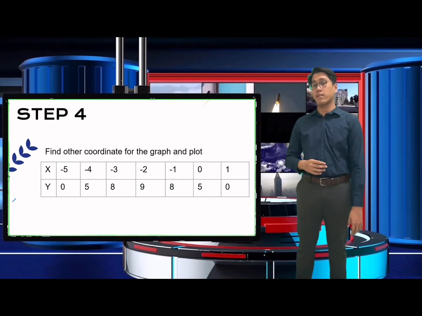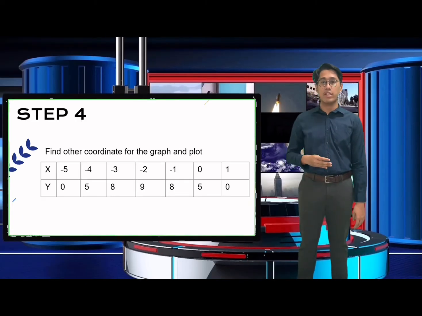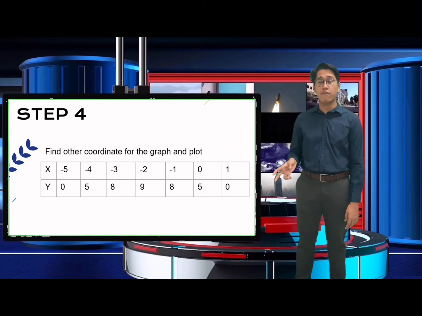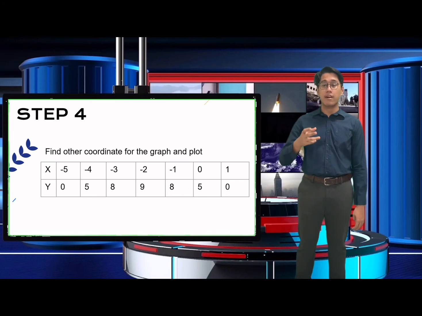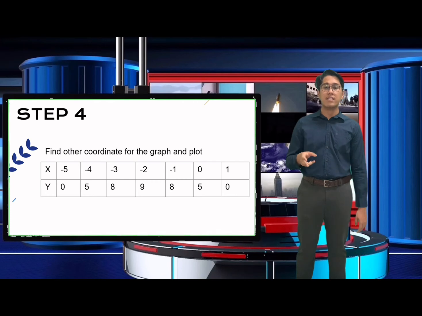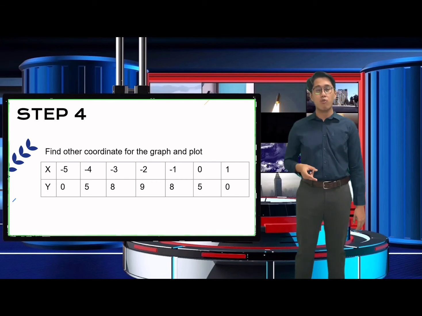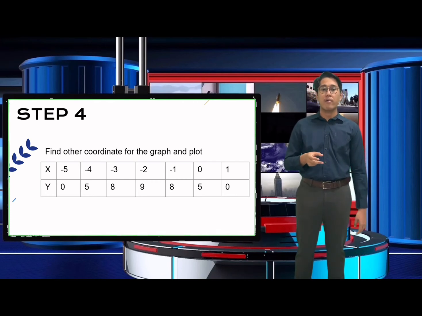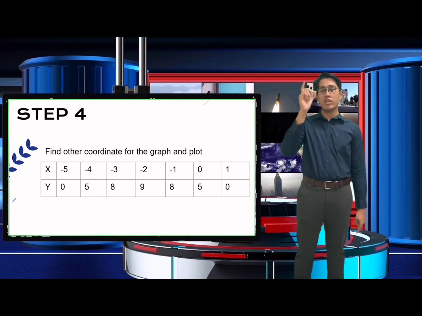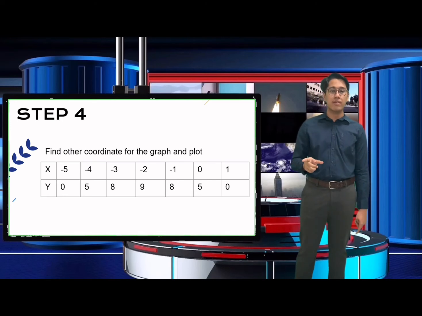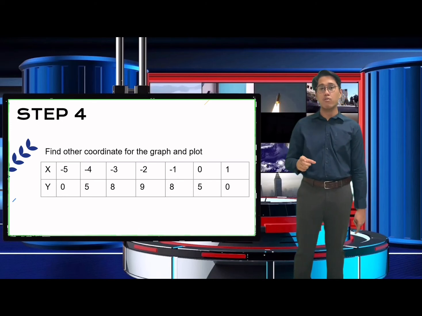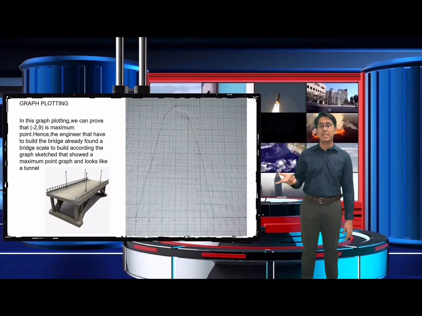So we have arrived at the fourth step, which is to find the other coordinates for the graph. This is the table which I already calculated, and when the x coordinate is negative 5, we can see the y coordinate is 0. How do we get this table? We use the original equation. We substitute the x value into the equation and we get the y coordinates. So this is the final step.